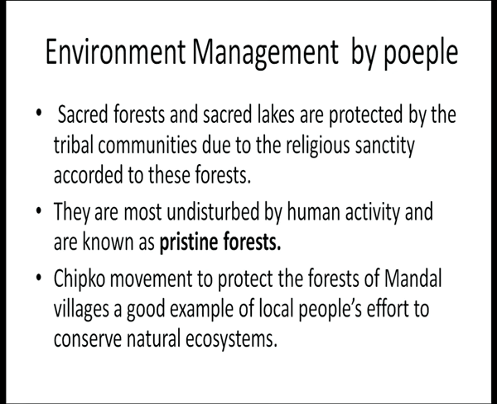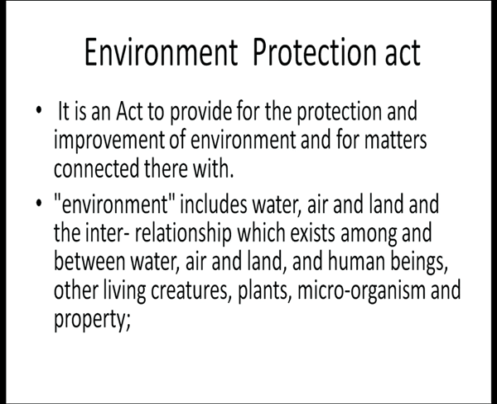The Environment Protection Act provides for the protection and improvement of the environment and for matters connected therewith. The environment includes water, air and land and the interrelationship which exists among and between water, air and land and the human beings, other living creatures, plants and microorganisms and their property. Now, these are the measures which are taken at the government level. There are many other steps which are taken at the global level, which we will be discussing in our next program.